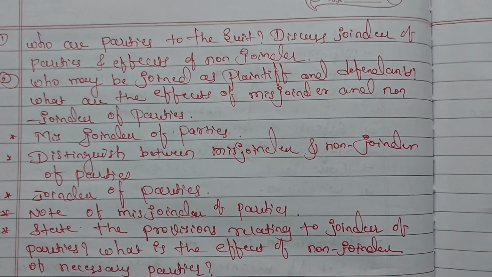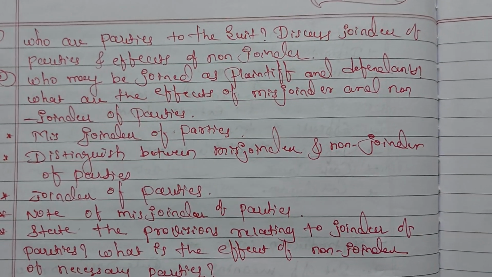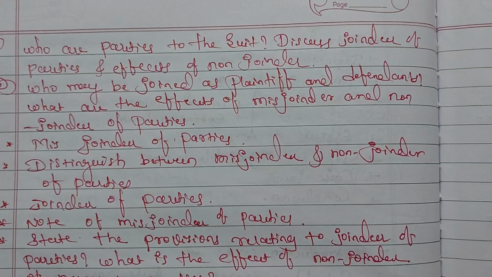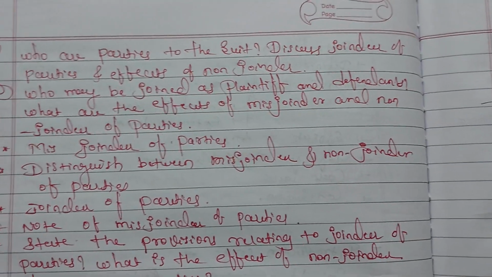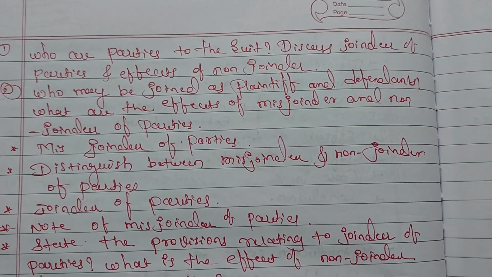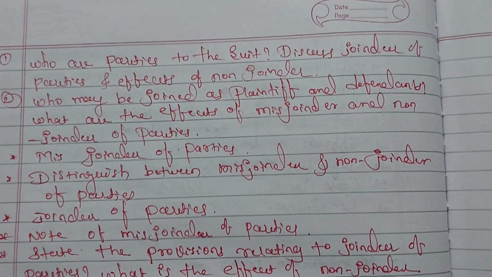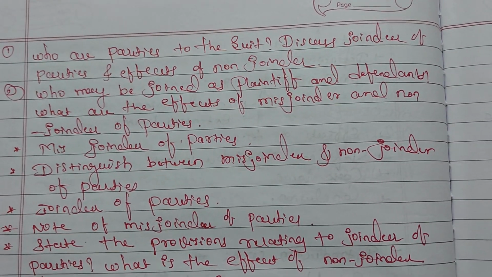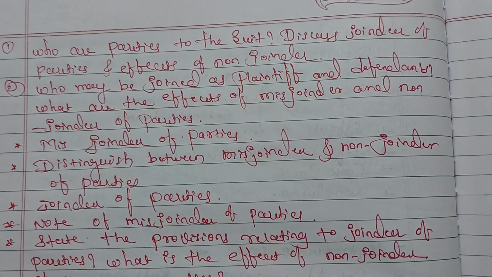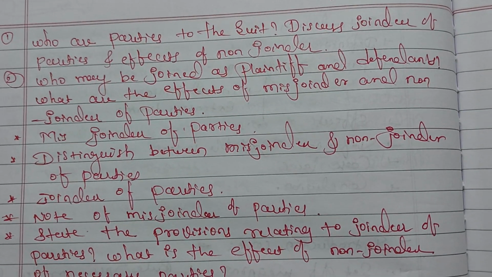CPC important questions, Unit 2. Who are the parties to the suit? Discuss joinder of parties and effects of non-joinder. Who may be joined as plaintiff and defendant? What are the effects of misjoinder and non-joinder of party?